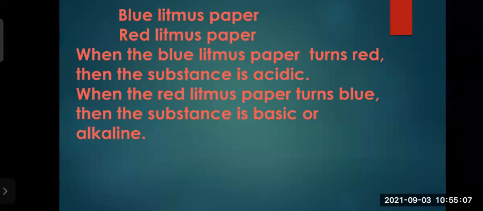Acidic substances, for example the sour substances like many fruits, oranges, lemon, tamarind, vinegar, fall under acidic substances. And basic substances are baking soda, washing soda, and milk of magnesia; they are basic or alkaline substances. So in this way, when we want to classify substances into salts, acids, and bases, we use blue litmus paper and red litmus paper, and then we can classify them as acids, bases, and salts with the help of litmus paper.